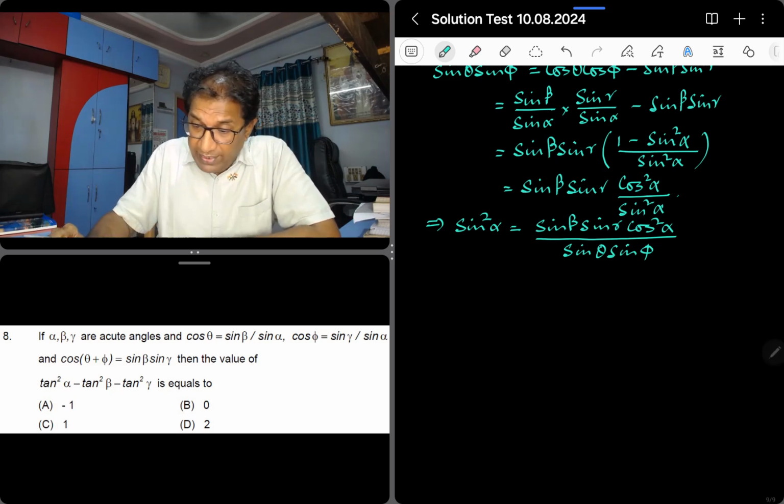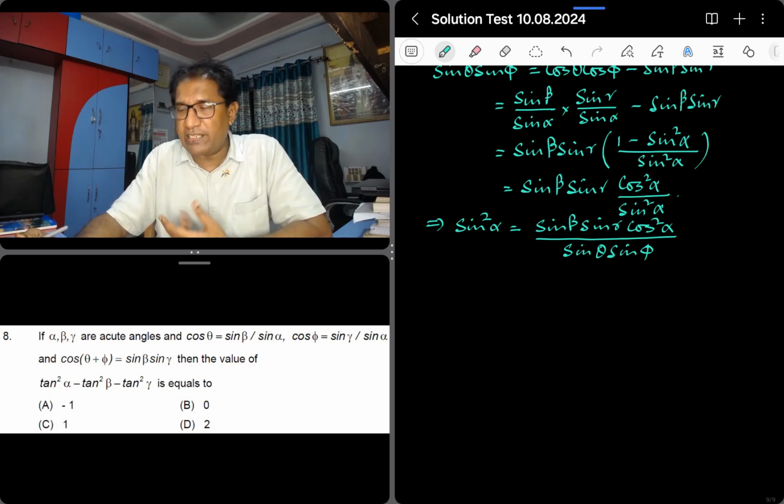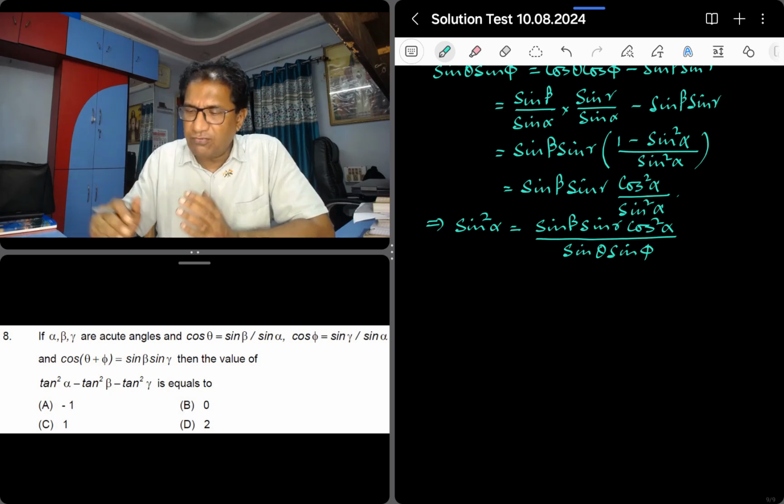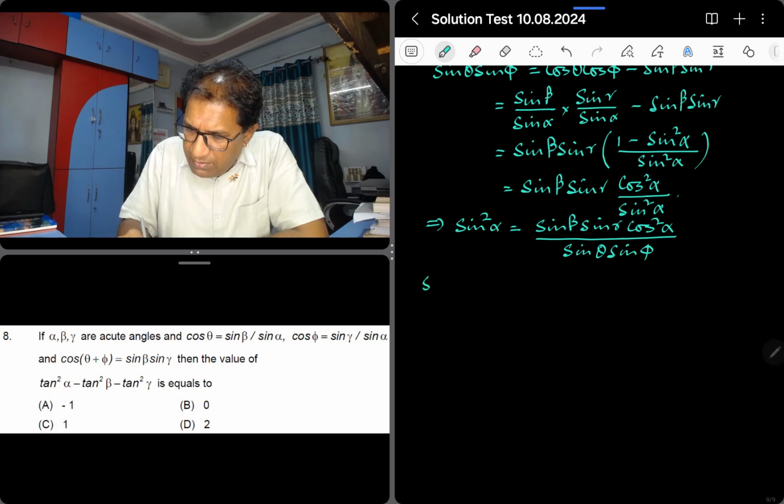So, but we cannot replace sine theta and sine phi because we don't have any direct relation of sine theta and sine phi. But we are having the relationship with beta and gamma with your cos theta, cos phi, right? So I have to convert the thing in terms of cos theta and cos phi, and for that I am squaring both sides.